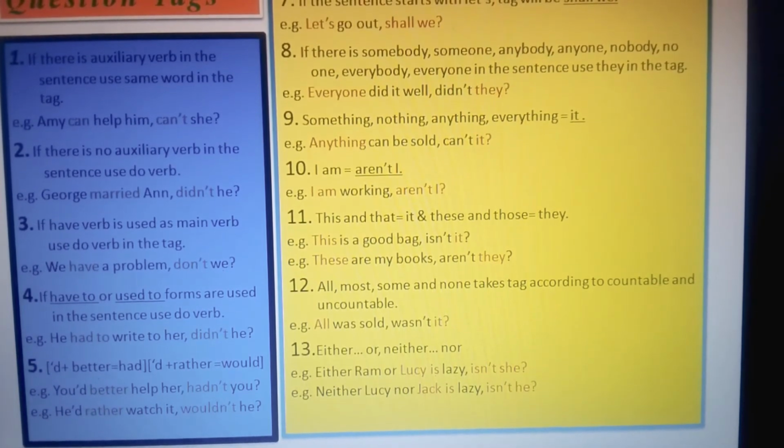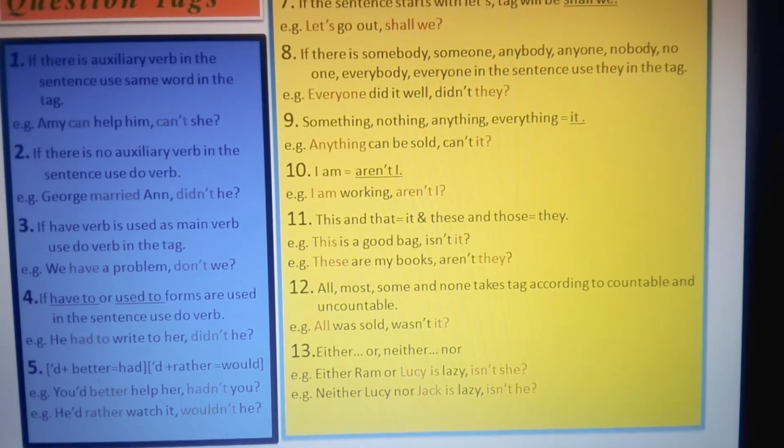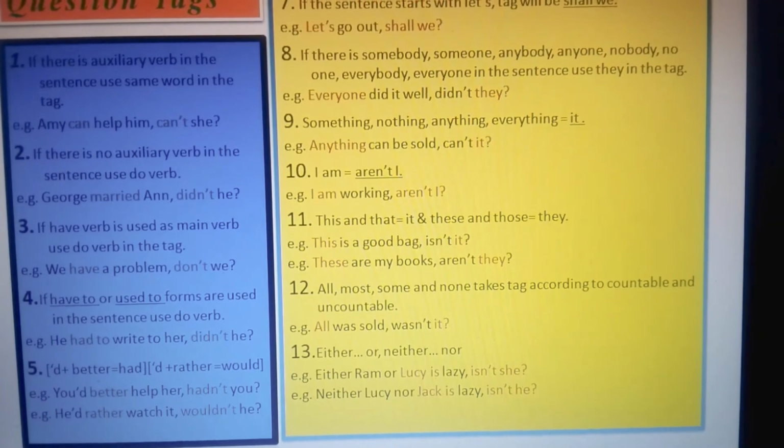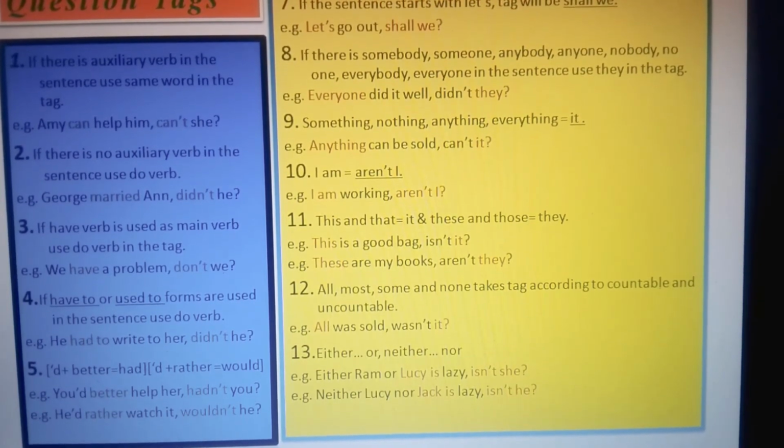Number 11. This and that is equal to it. These and those is equal to they. For example, this is a good bag, isn't it? Now, next example. These are my books, aren't they?